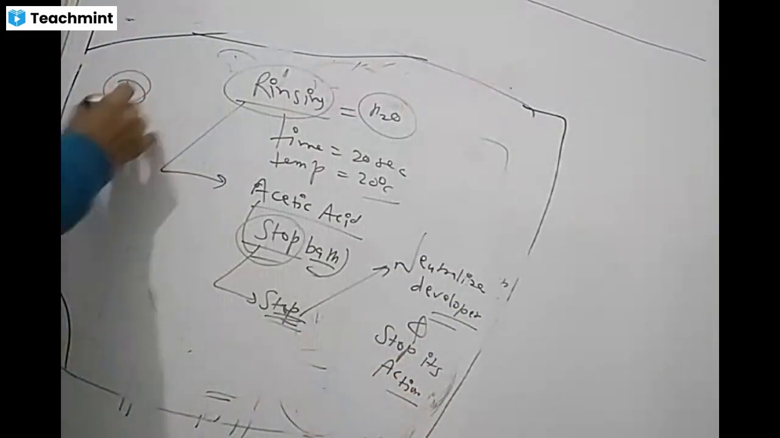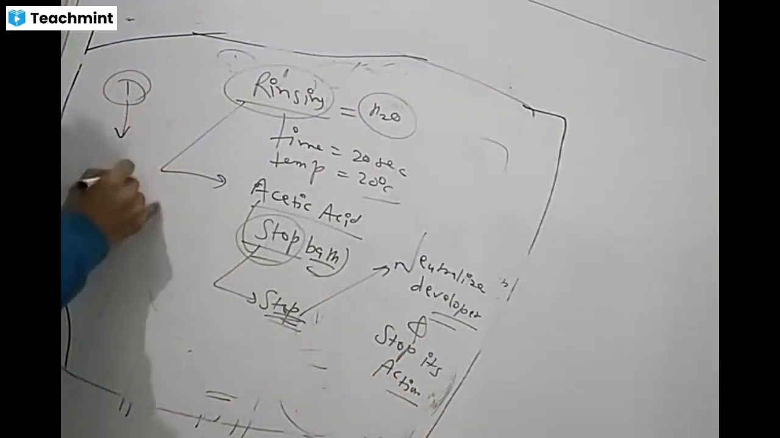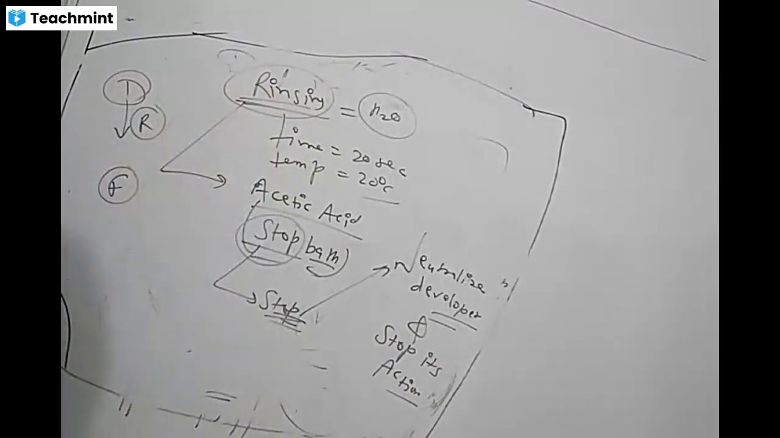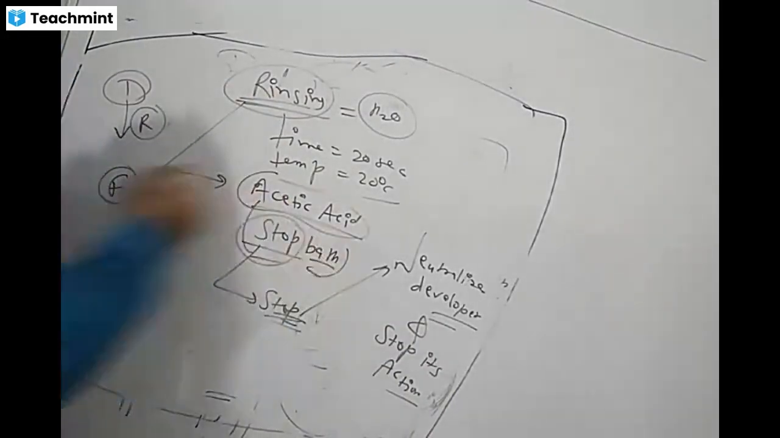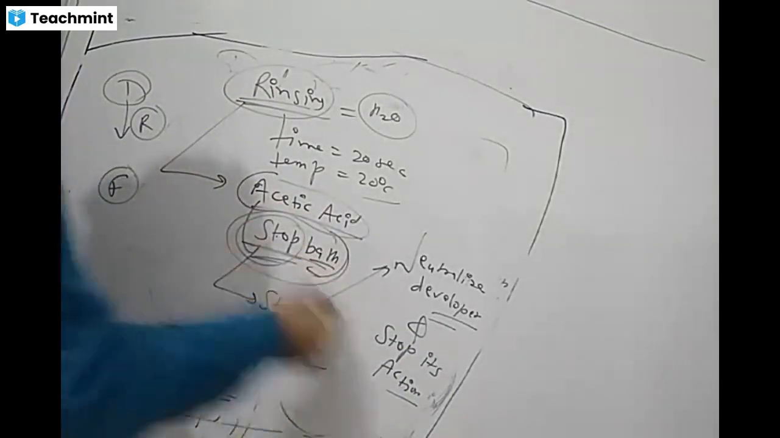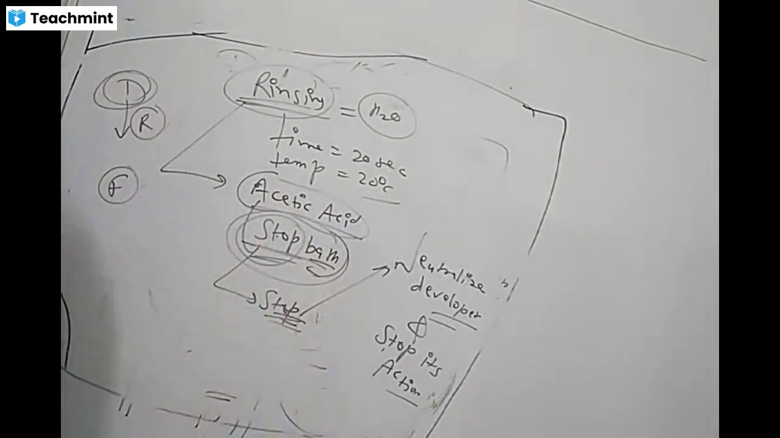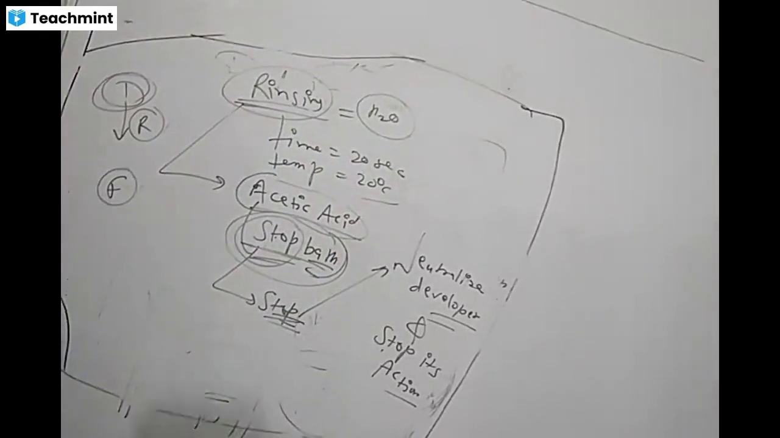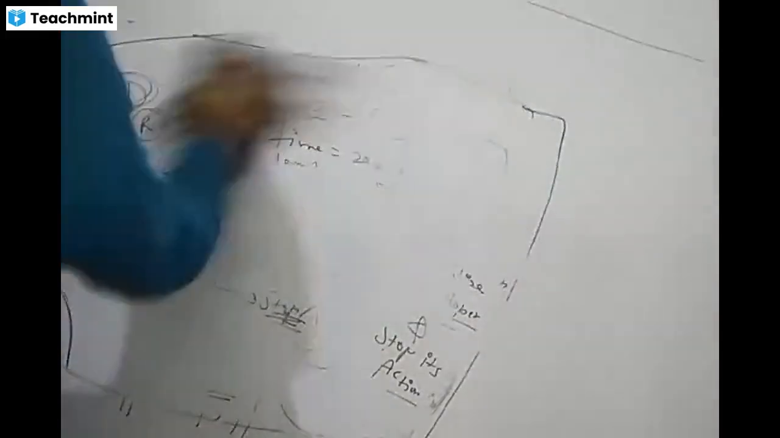So from the developer, from D to F, there is one step R, rinsing with water, or we can use acetic acid, that is called stop bath. Why stop bath? Because it will stop the action of the previous chemical, that is the developer. It will neutralize it and stop its action. So it is called stop bath.